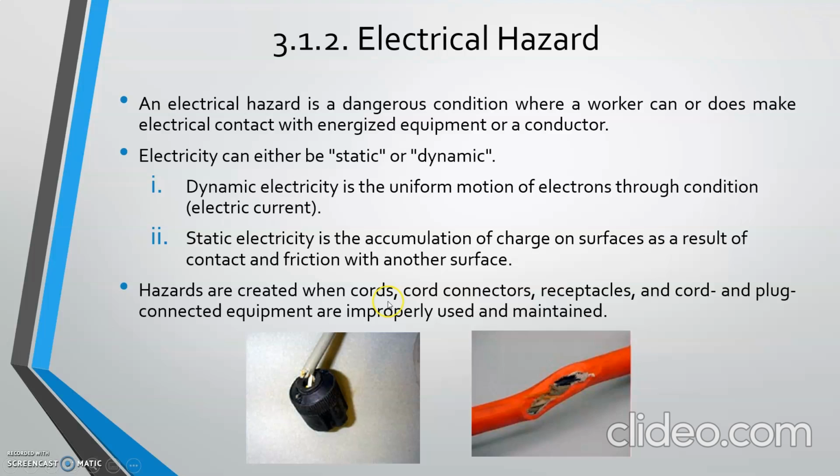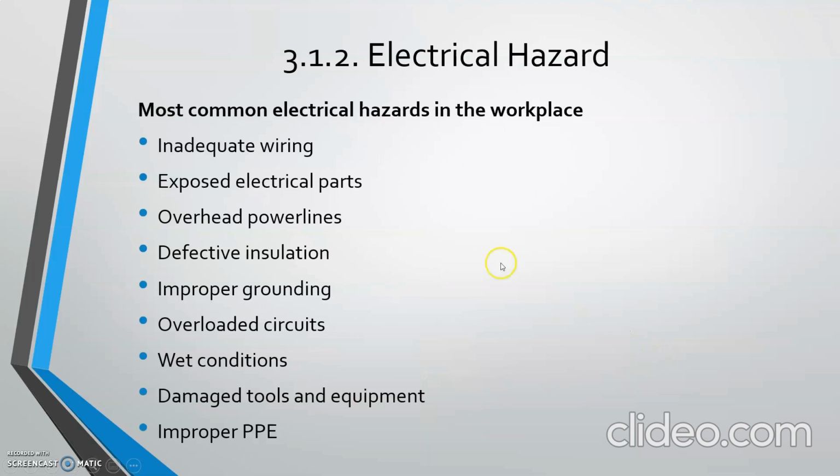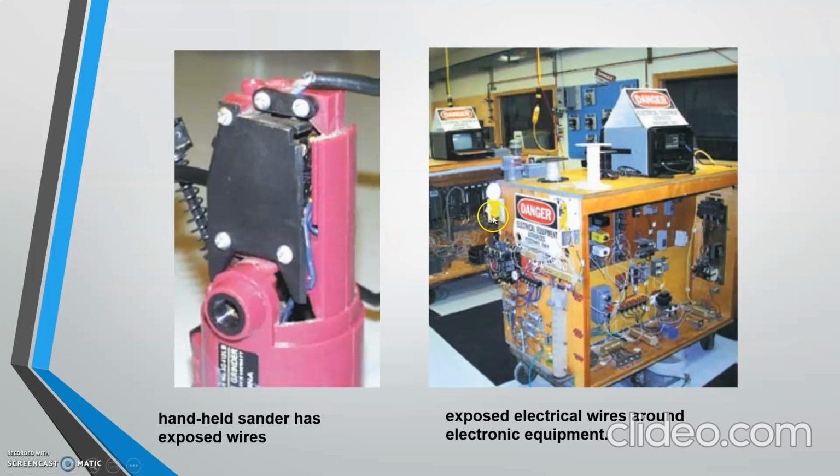Hazards are created when cords, cord connectors, receptacles, and cord and plug connected equipment are improperly used and maintained. Okay, this is a picture of improper equipment. The most common electrical hazards in the workplace are inadequate wiring, exposed electrical parts, overhead power lines, defective insulation, improper grounding, overloaded circuits, wet conditions, damaged tools and equipment, and improper PPE. So these are some examples of electrical hazards.